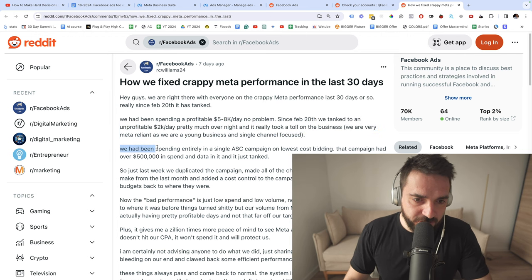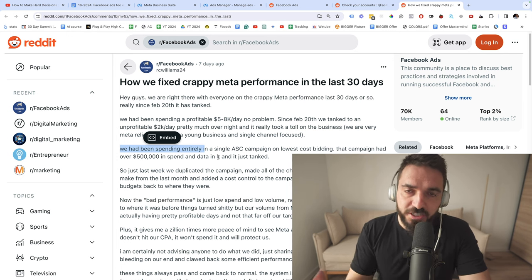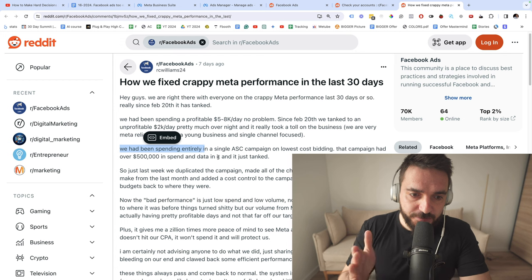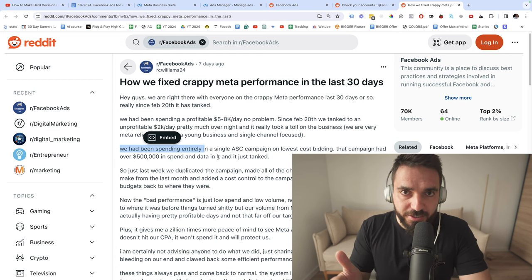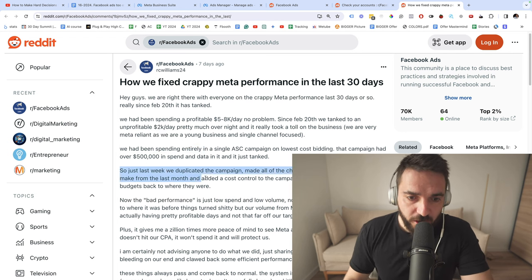So RC Williams also says, we had been spending entirely on a single ASC campaign on lowest cost bidding. That campaign had spent over 500,000 in ad spend and data, and it just tanked. These people know what they're doing. They're spending a decent amount of money. 5 to 8K per day is a lot for many, many small businesses. They spent almost $500,000 on a campaign, and all of a sudden this campaign was working, but on the next day results went down. And here he offers the solution.